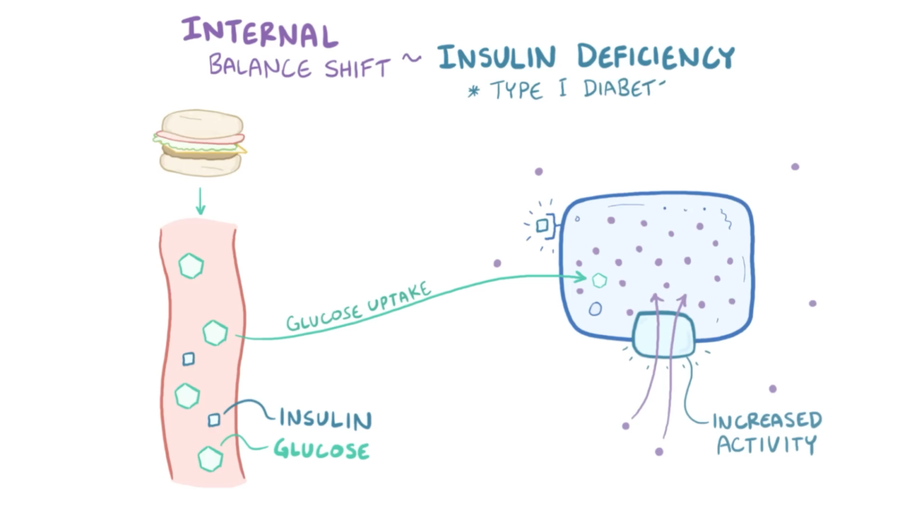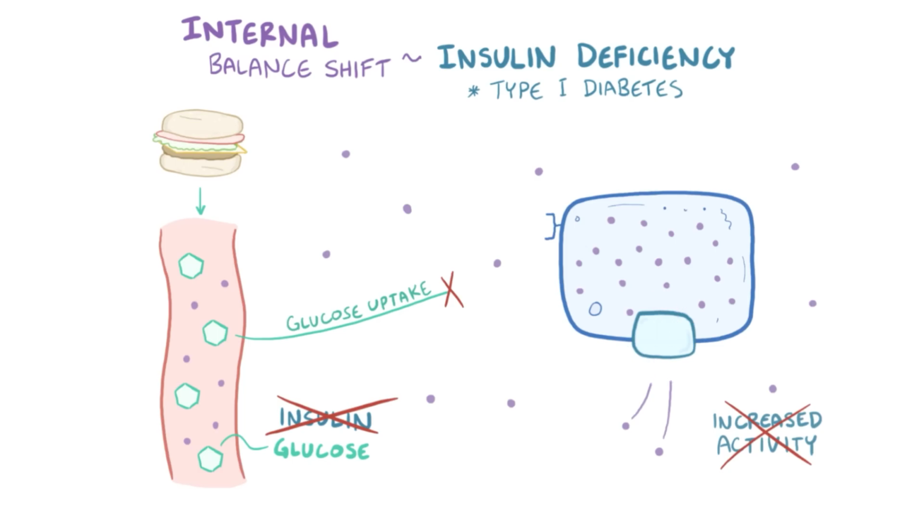People with type 1 diabetes don't make enough insulin, so when they eat a meal, especially a meal with a lot of potassium, that potassium sits in the blood instead of being taken into cells, and this causes hyperkalemia.